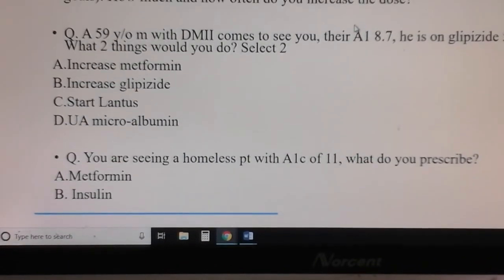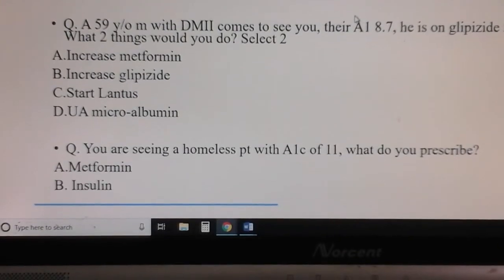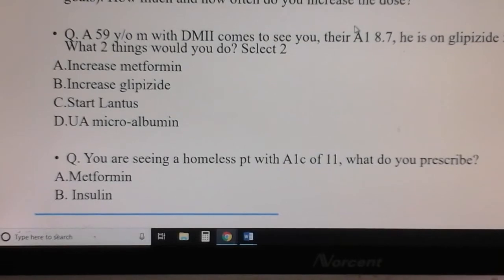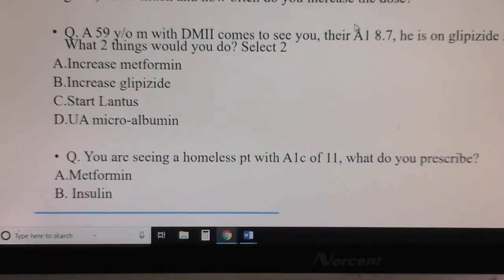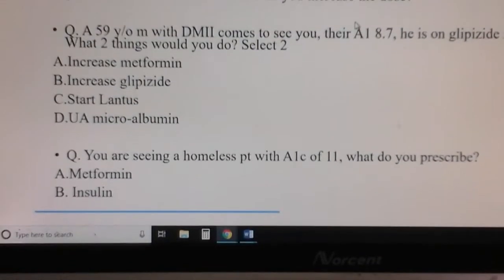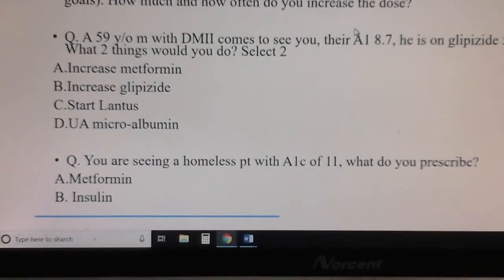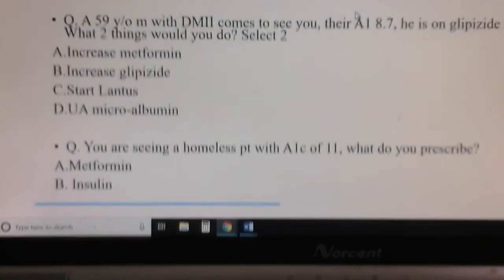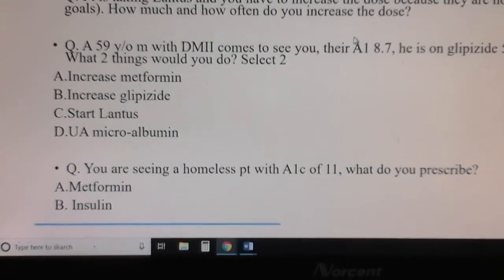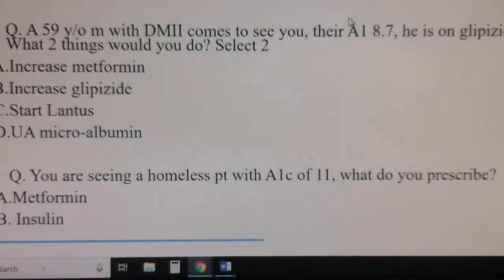Select 2. Well, I hope you said you would increase the metformin and you would check their urine for microalbumin, right? You always want to max out that metformin first, so they can get 2,000 milligrams per day. And then you want to check the urine microalbumin, because that's an early indicator of kidney dysfunction, right? So those are the 2 things you would do. You wouldn't start them on Lantus because they're not at 9 yet, and you wouldn't increase their glipizide either, because you want to max out that metformin first. Okay?